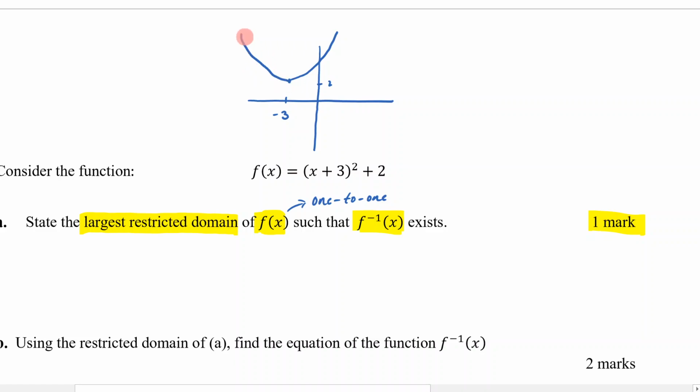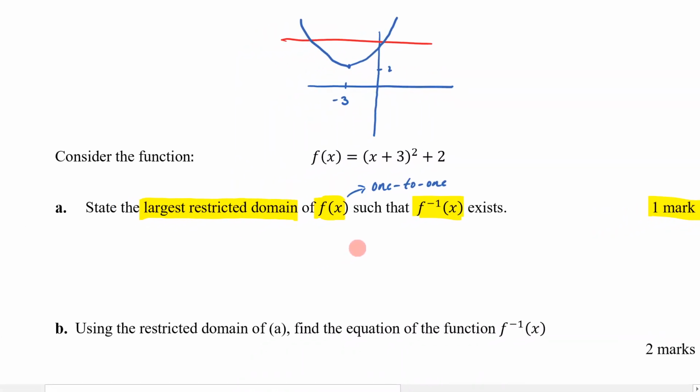There we go. Now, in order for this to be 1-to-1, it has to pass the horizontal line test, which means if I draw a horizontal line, it'll only touch it once. At the moment, you can clearly see that it's touching it twice, so it's not working. So I've got two ways that I could have the largest restricted domain for this to be 1-to-1. I could either choose this part of the graph, or I could choose this part of the graph. I can't have both. So I'm going to show you both options.